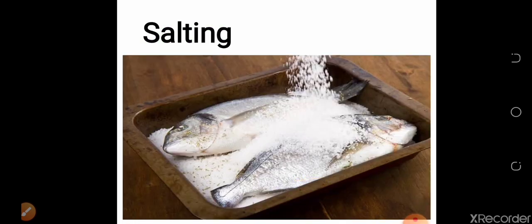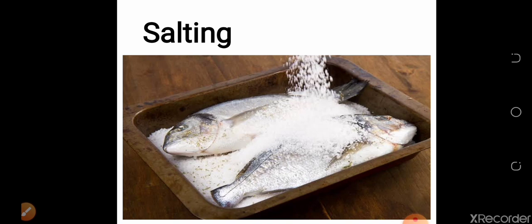Now, in this picture, this method is called salting. You can see that this fish in this picture is surrounded by salt. The salting method involves pouring salt on the food item, because the salt helps to dry the water in the food. Let's just use fish for example.